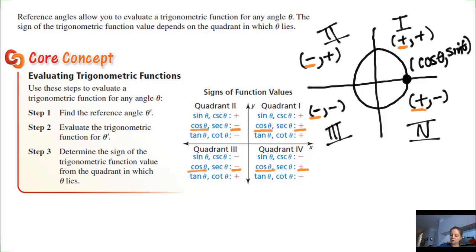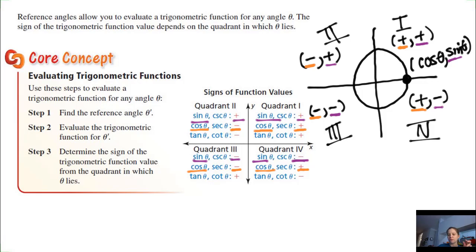So we can do the same with sine. The sine is the y value. Quadrant 1, sine will always be positive. Quadrant 2, sine will always be positive. Quadrant 3, now we're getting below the x-axis, so sine is negative, and in quadrant 4, sine is negative.